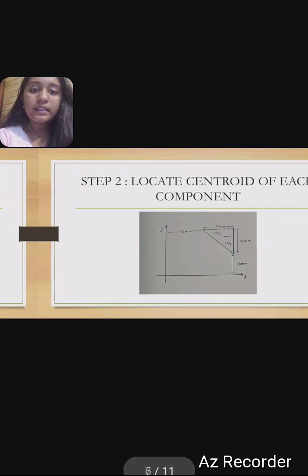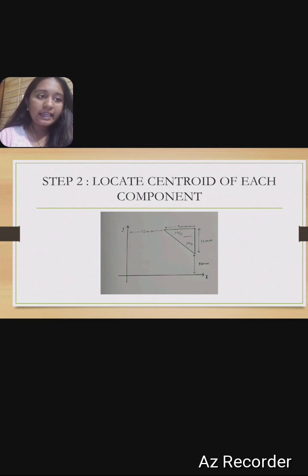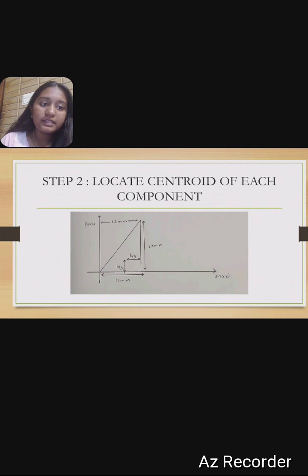Now let's see the third figure. The third figure is a triangle. In the triangle, for the x-axis I have given it 2b by 3, that is 2 into base by 3, and for the y-axis I have given it 2h by 3, that is 2 into height by 3. Now our last component is again a triangle. In this triangle, for the x-axis I have given it b by 3, that is breadth by 3, and for the y-axis I have given it h by 3, that is height by 3.